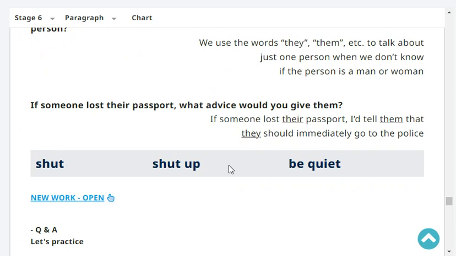If someone lost their passport, what advice would you give them? If someone lost their passport, I'd tell them that they should immediately go to the police. Very good.